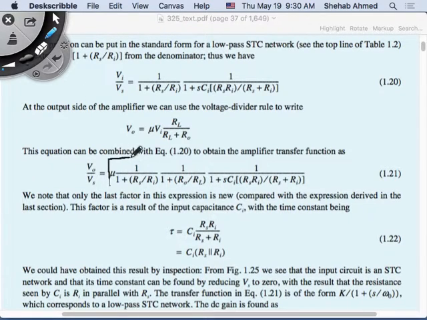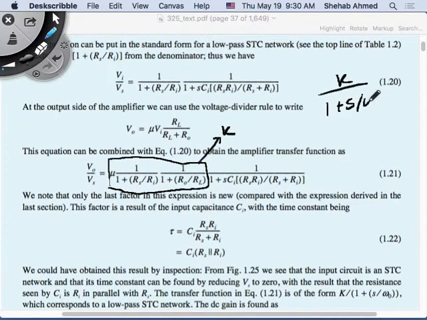So this is now like the K in the table: K over 1 plus S over omega naught. This is K, and then 1 over 1 plus S, all of this, so that 1 over RC, all of these resistors and capacitor, is omega naught.